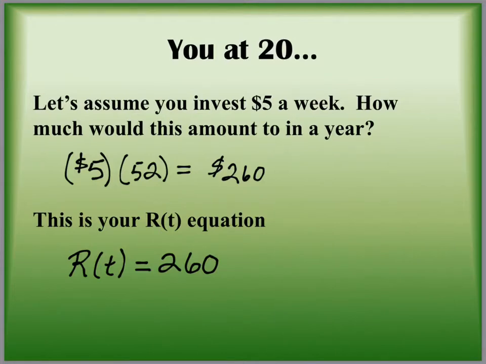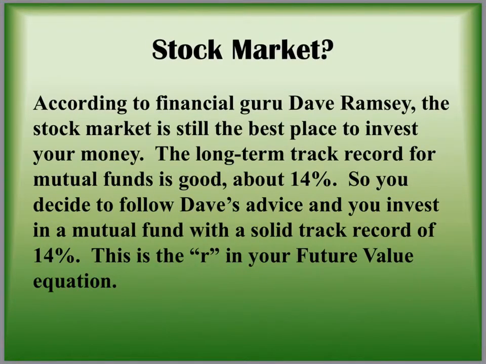Okay, so far so good, right? R of T is 260. So let's talk a little bit about the stock market. According to financial guru Dave Ramsey, the stock market is still the best place to invest your money. The long-term track record for mutual funds is still good, about 14%. So if you decided to follow Dave's advice and invested in a mutual fund with a solid track record of 14%, this 14% would be the R in your future value equation. So your R would equal 0.14.